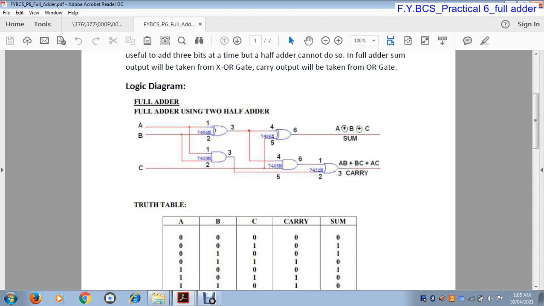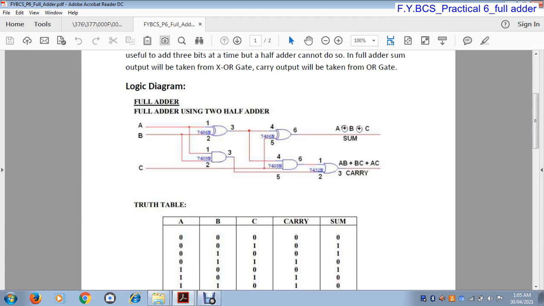Now this A into B output is given to the input of this OR gate. The output of this AND gate is connected as an input to this OR gate. So this input is A into B.